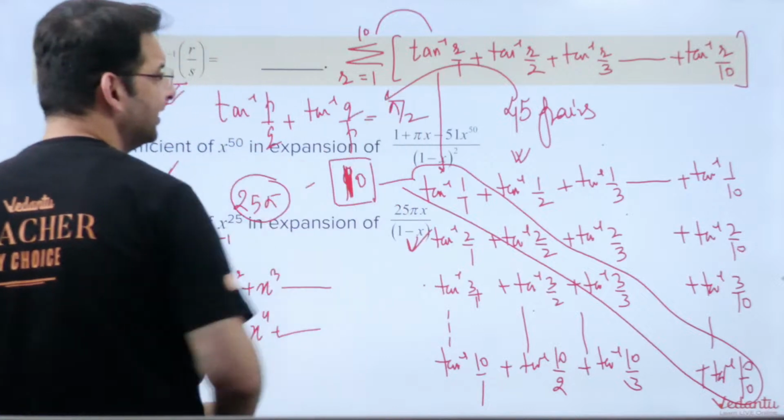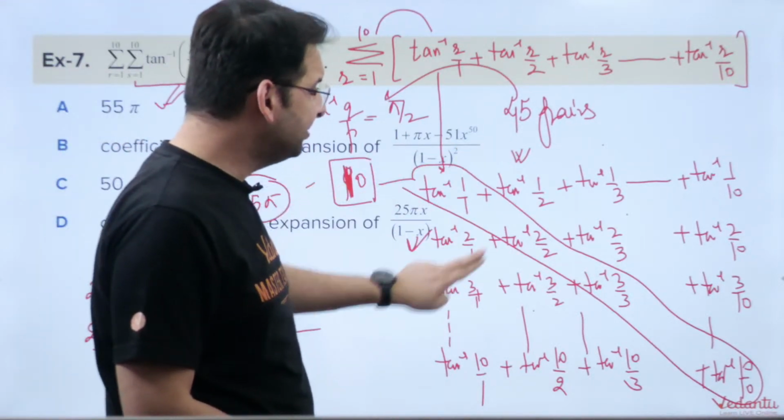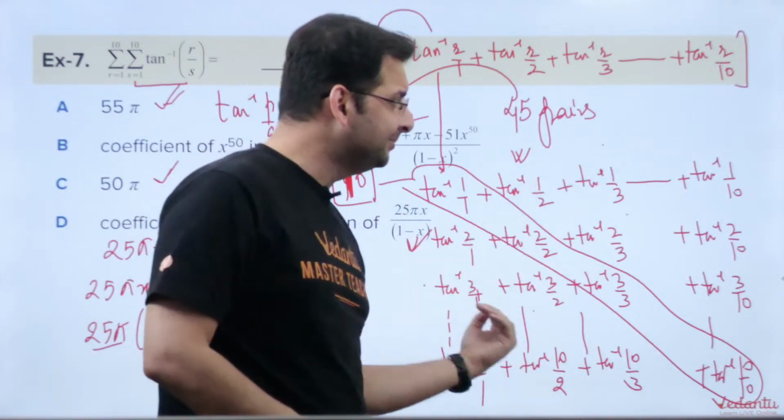There are 45 such pairs. Can I say that? Because tan inverse of 2 by 1 and 1 by 2 is going to get combined, 3 by 1 and 1 by 3 is going to get combined, 10 by 1 and 1 by 10. So again, there is going to be symmetry here.